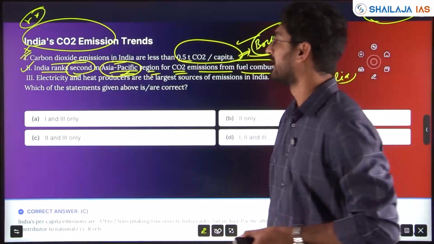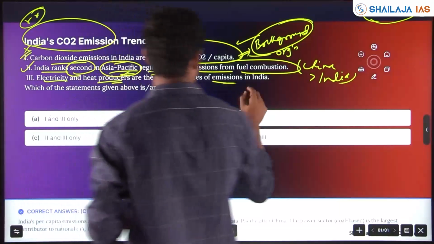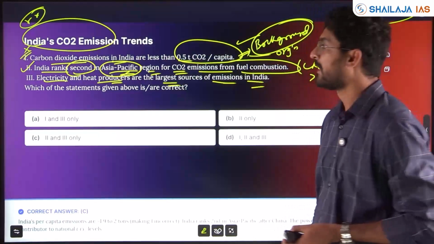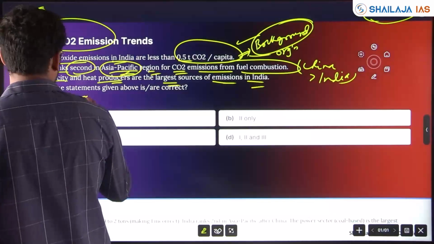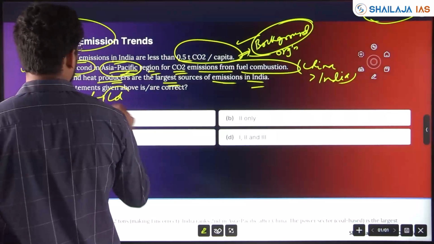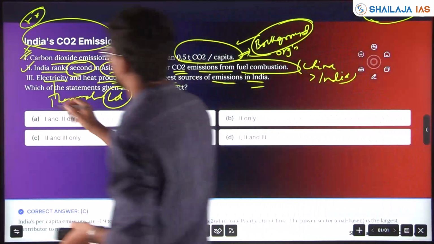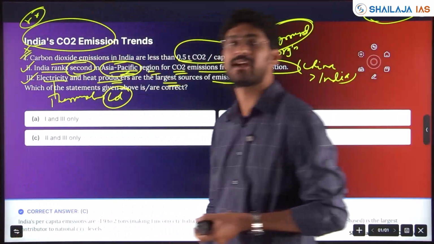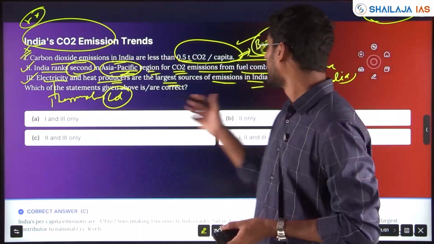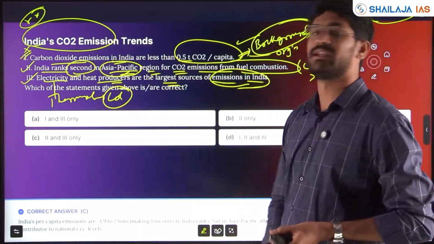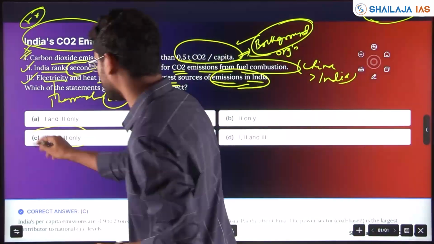The second statement is right. Electricity and heat producers are the largest source of emissions in India. Yes, current production, thermal, right? Coal and heat producers are the largest sources of emissions. Yes, 50% of our current power comes from thermal plants, which use coal, which leads to emissions in India. So the answer here is 2 and 3, which is option C.